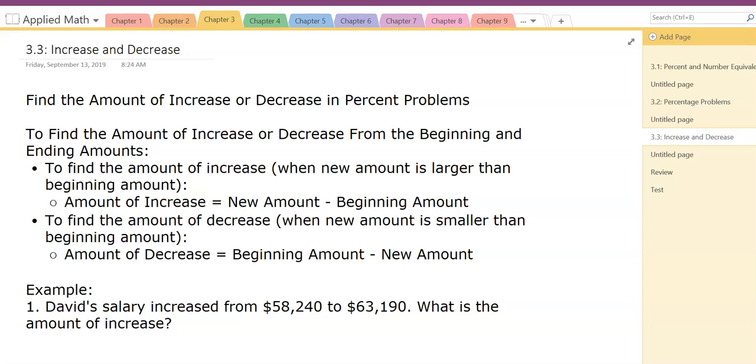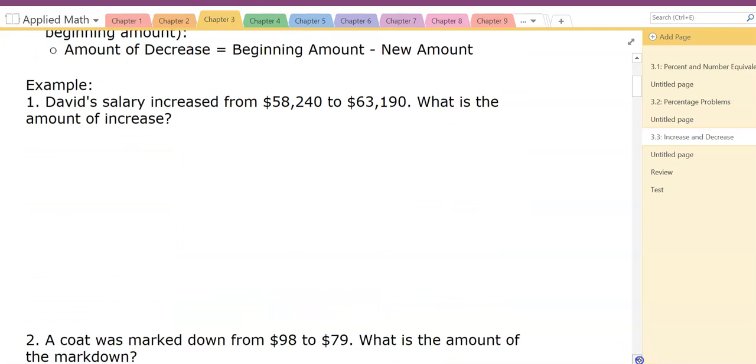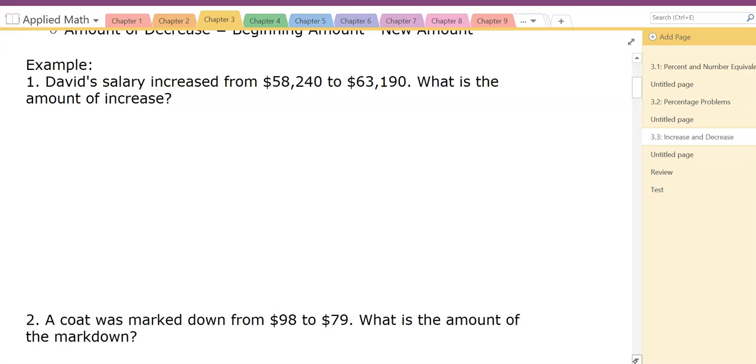So even just by looking at the numbers, we should be able to tell if it's going to be positive or negative. So all they want us to do for these first couple of problems is figure out what's the amount of increase or the amount of decrease. So number 1 says that David's salary increased from $58,240 to $63,190. What is the amount of increase?